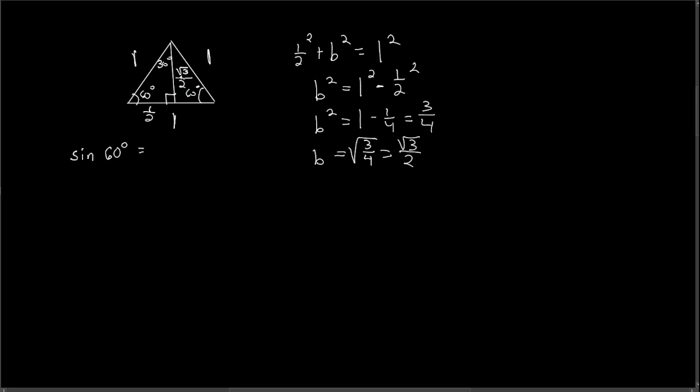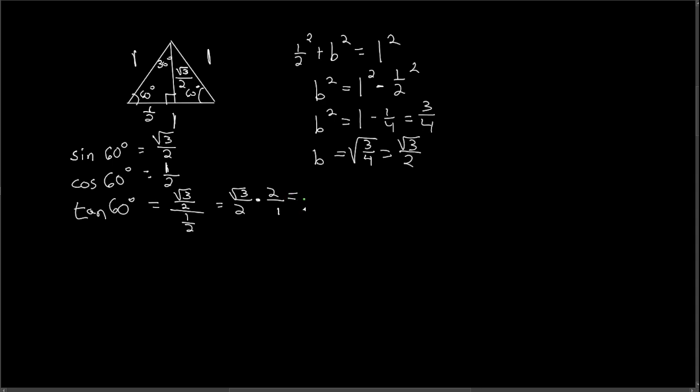So sine of 60 degrees is opposite over hypotenuse, which is root 3 over 2. Cosine of 60 degrees is adjacent, 1/2, over the hypotenuse, or 1/2. And the tangent of 60 degrees is equal to opposite over adjacent, or root 3 over 2 divided by 1/2. We'll take this division to be multiplication by the reciprocal, which is equal to root 3. And so now we have the sine, cosine, and tangent of 60 degrees.